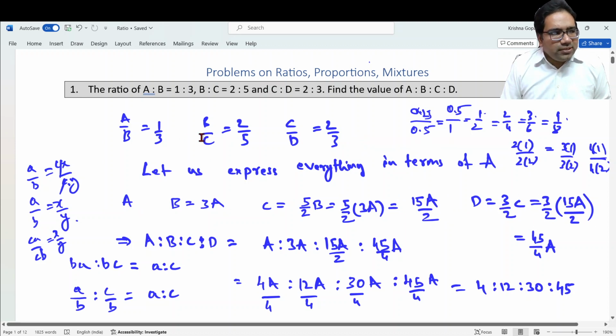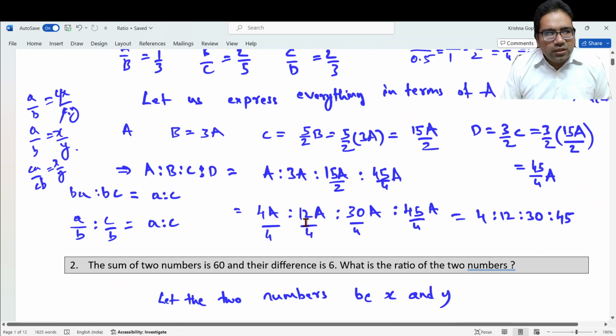Now in this case, we express A, B, C, D, everything in terms of A. A is to B is to C is to D will become A is to what is B? B is 3A. A is to 3A is to what is C? C is 15A by 2. And what is D? 45A by 4.